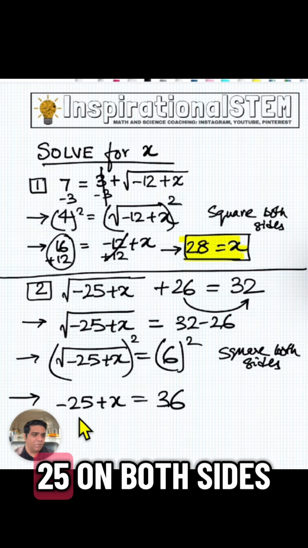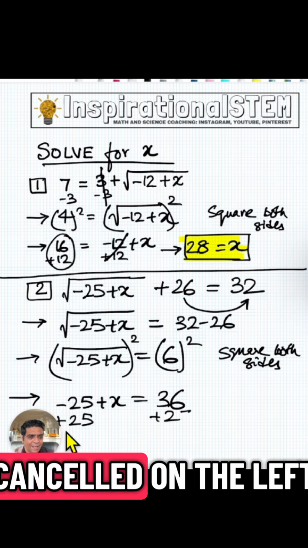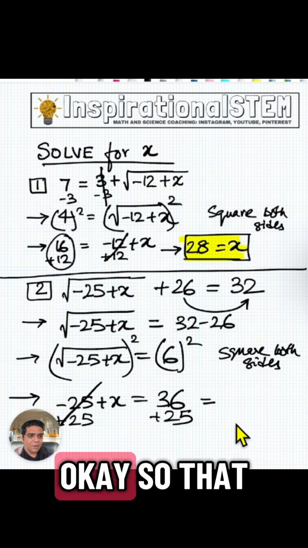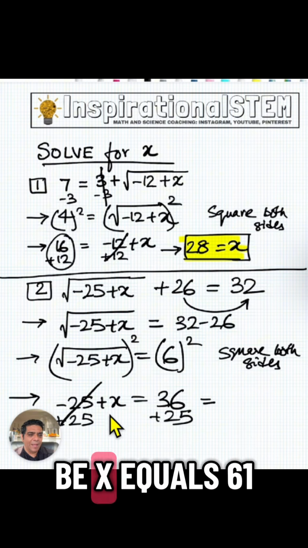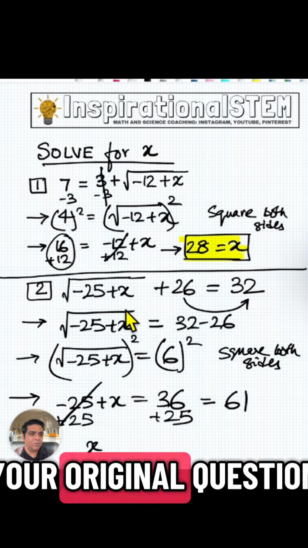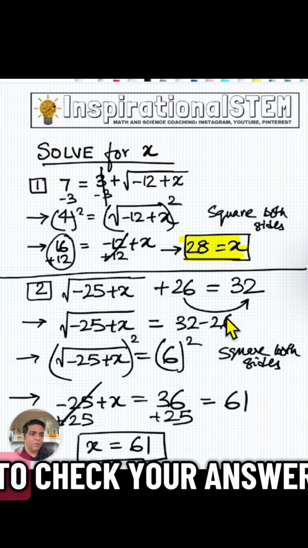So let's add 25 on both sides. When we do that, the 25 gets cancelled on the left. On the right hand side you get 36 plus 25, so that is going to be x equals 61. Okay, 61 is the final answer. Again, you can go ahead and substitute that into your original question to make sure that it actually holds true, in order to check your answer.